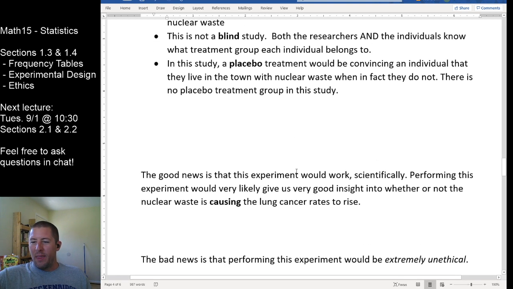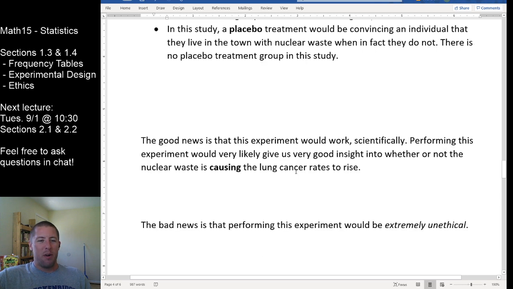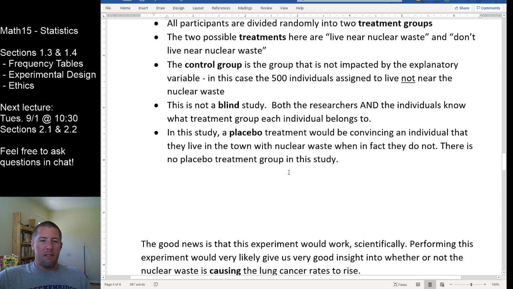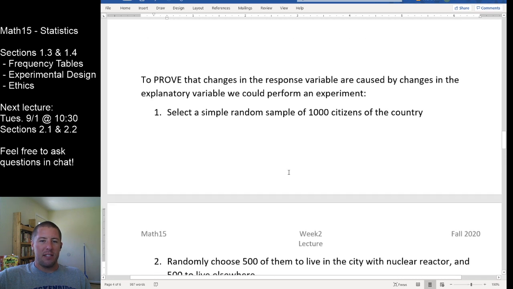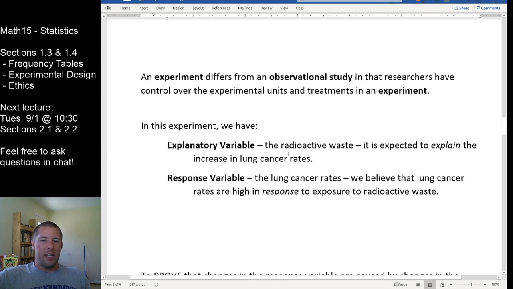That's just not a thing that we can do. The bad news is that this is super unethical. So the important thing to see here is that while part of the purpose of this unit is for us to discuss the distinction between observational studies and experiments, the really important thing to understand is that very often as a researcher, you want to always do experiments. Experiments will always lead to you being able to make stronger concluding statements than an observational study.